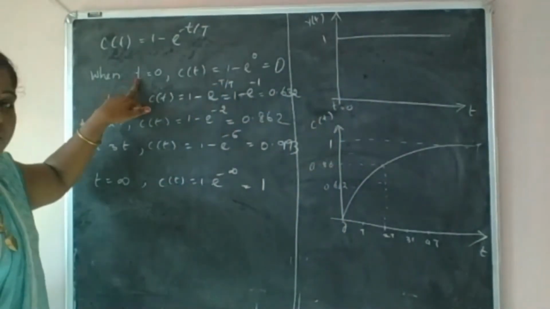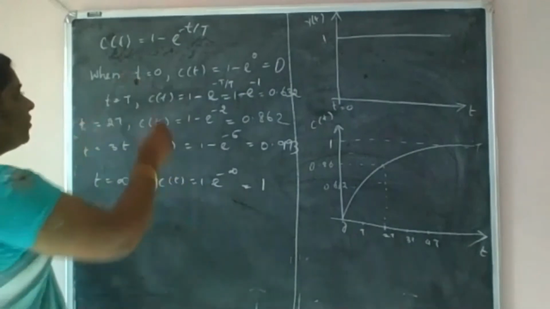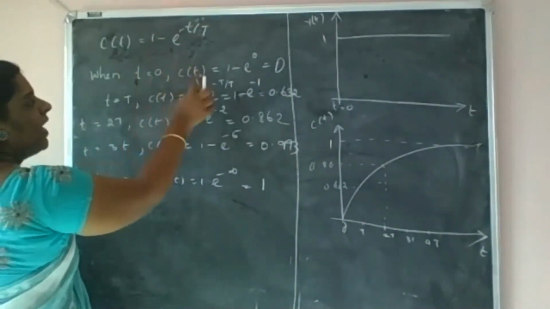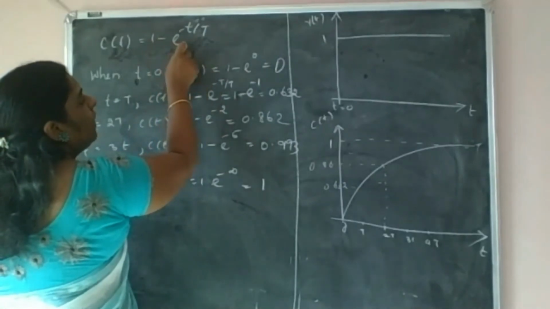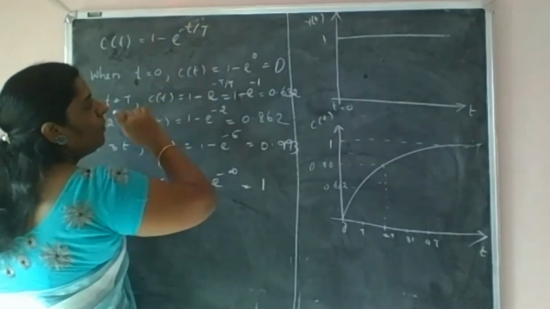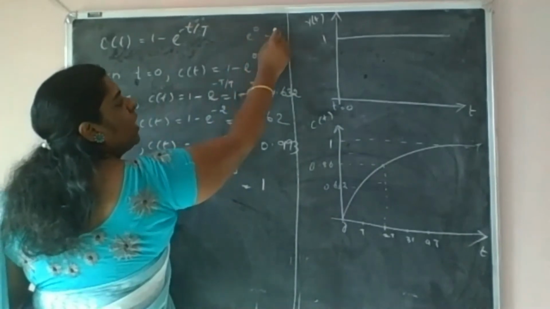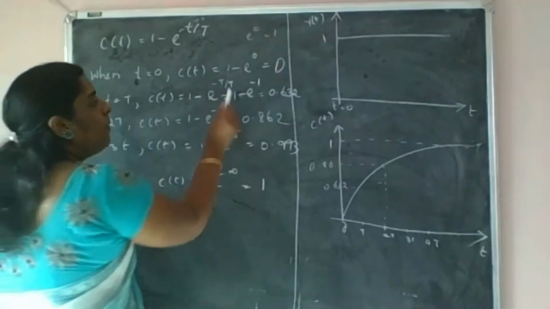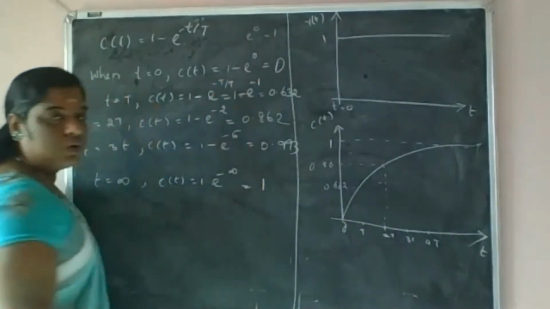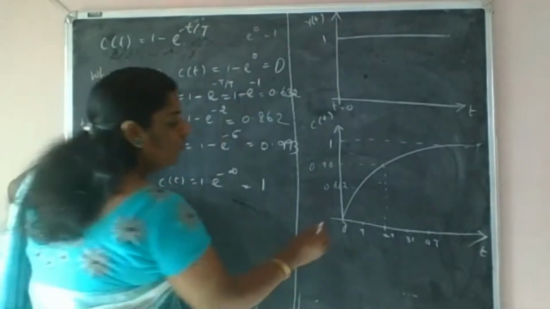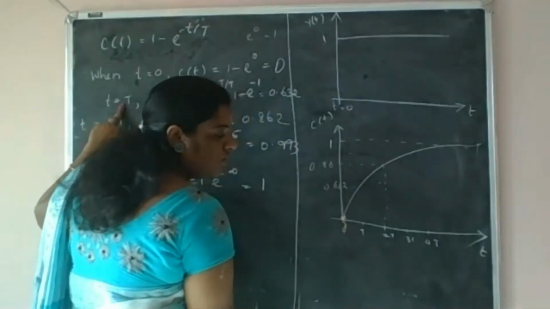Now, when the value of t is equal to 0, we have to substitute t equal to 0 in the C of t expression. We will be getting 1 minus of e power 0 divided by T. What is the value of e power 0? E power 0 will be equal to 1. So we will be getting 1 minus 1 is equal to 0. So for t equal to 0, we will be getting the value of 0.